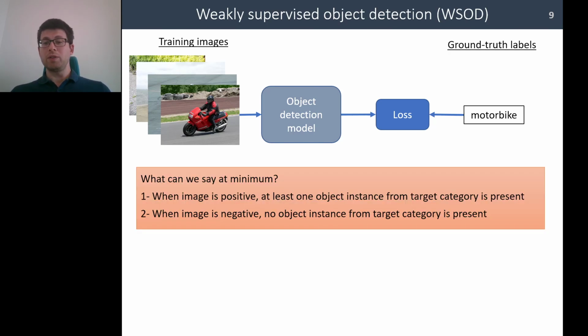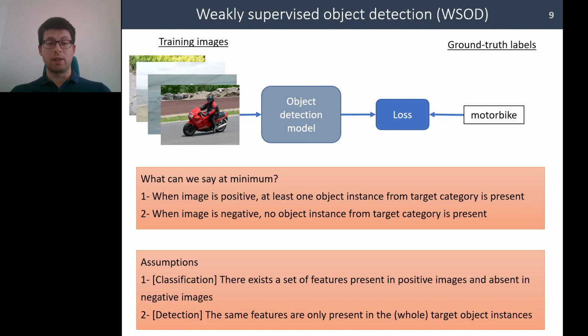So what can we say at least when we know that the image is labeled with motorbike in this example? We can say that when this image is positive, we know at least one object instance from this category is present in the image. We don't know how many, but we know at least one. And if the image is a negative one, then we know that there shouldn't be any object instance from that category present in that image. So, okay, these may sound trivial.